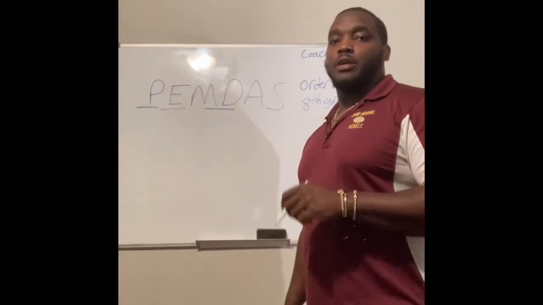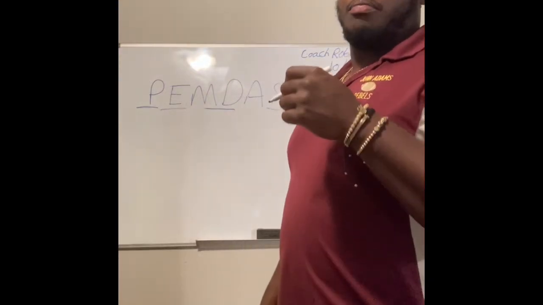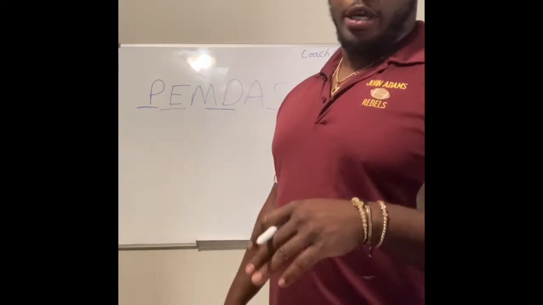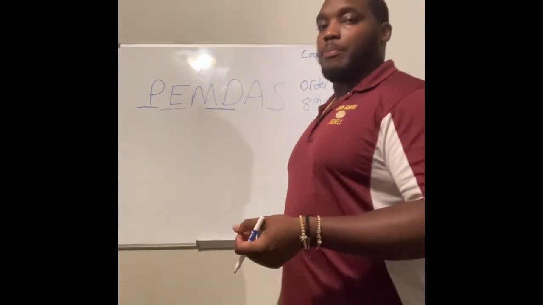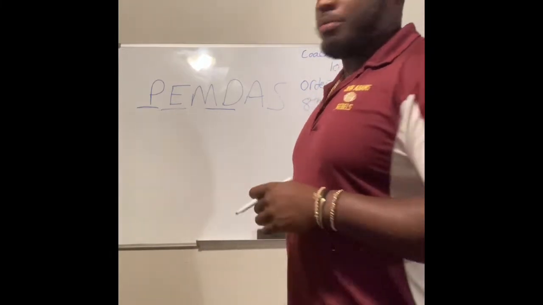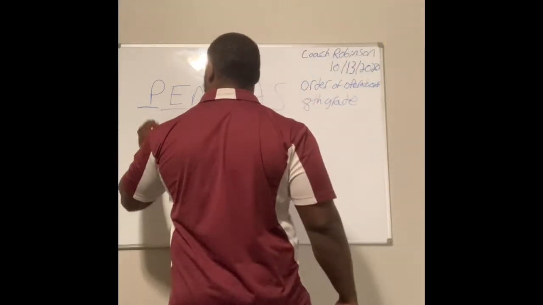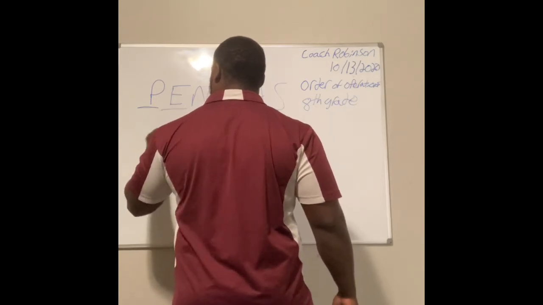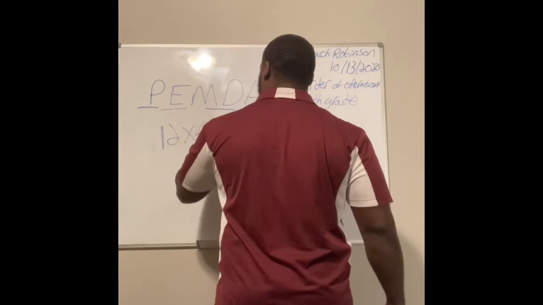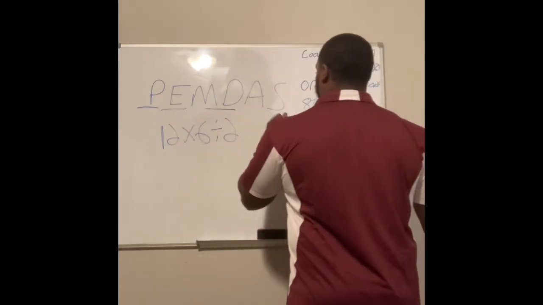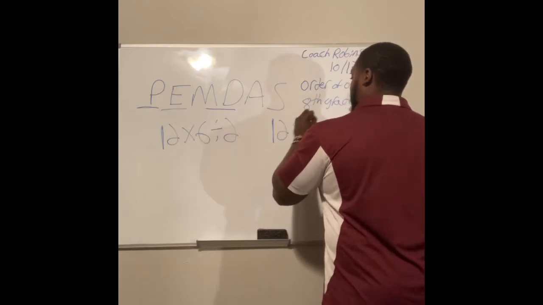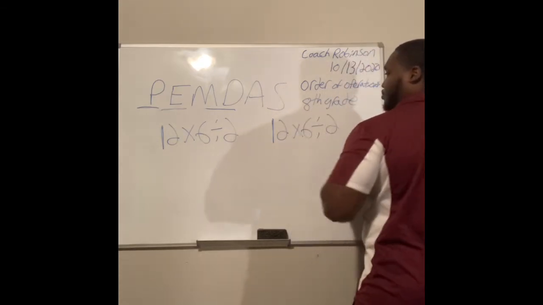I'll show you a scenario where multiplication will come before division. And anytime multiplication comes before division in the order of operation, it doesn't matter which order you do it, it'll still pan out the same. So the problem, 12 times 6 divided by 2. And then I'm gonna write it over here as well. 12 times 6 divided by 2.